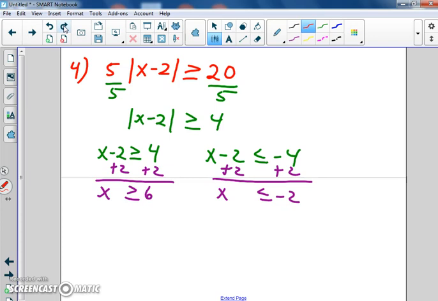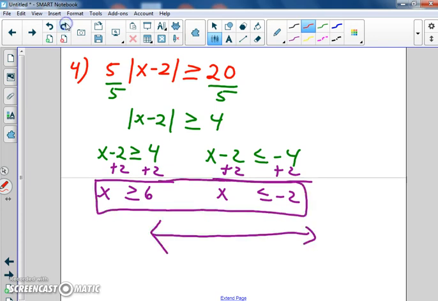Now you have to graph it. Okay, so you go to the 2 key points, -2 and 6. Now, x is greater than or equal to 6. So that's a filled-in circle going to the right. X is less than or equal to -2. That's a filled-in circle going to the left. There's your answer.